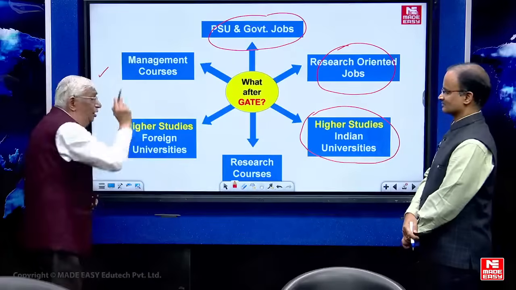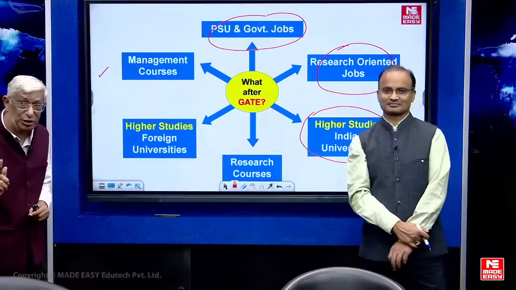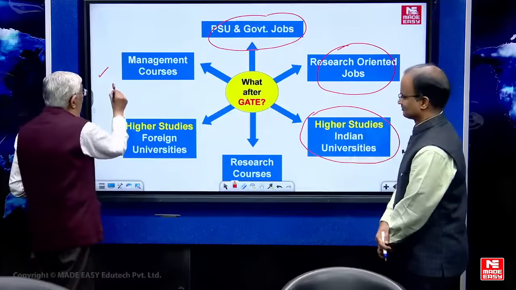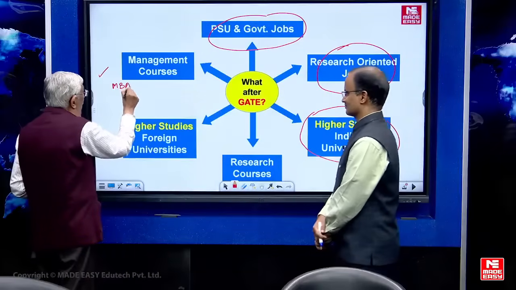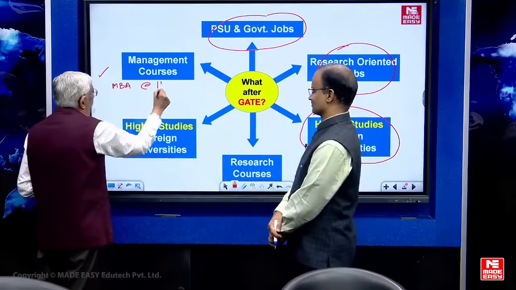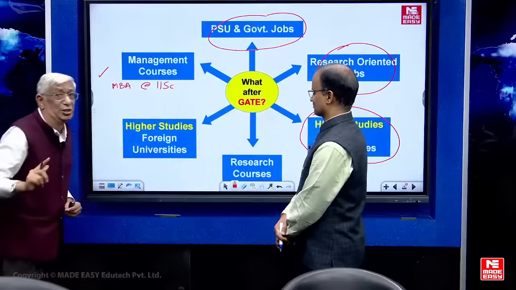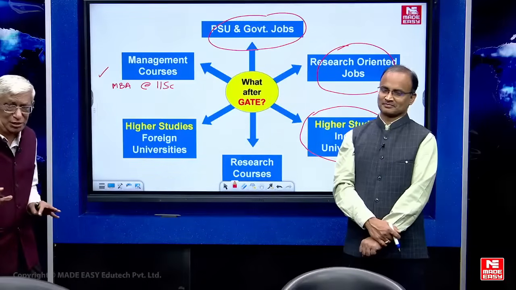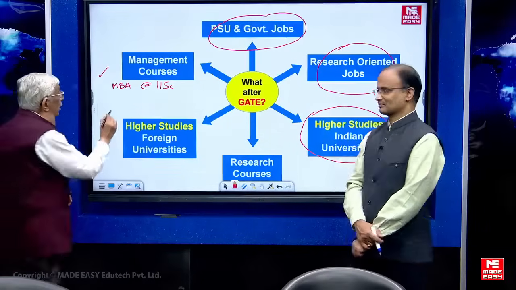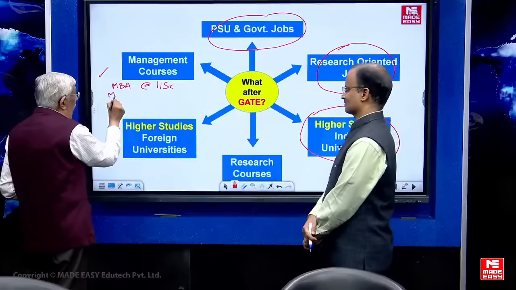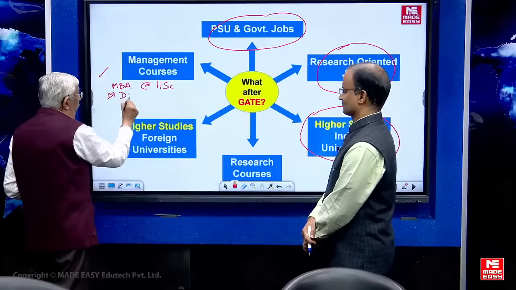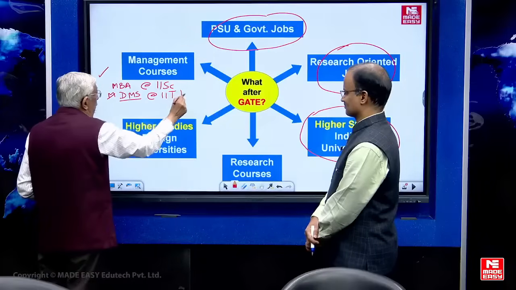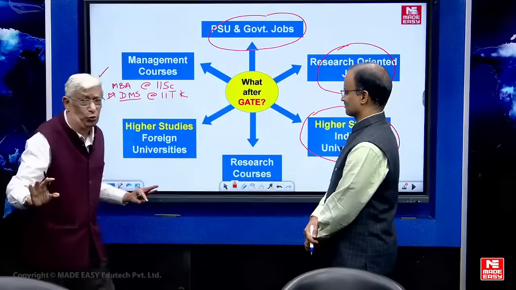Management courses again are open for admission based on GATE score. Let me start with the MBA at IISc. 50% of the seats are filled based on GATE score, open to candidates of any discipline in engineering. There is a similar course offered by the Department of Management Studies at IIT Kanpur, again using GATE score only.